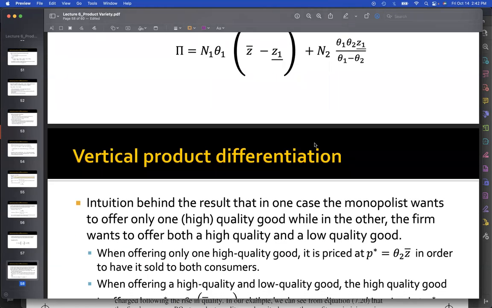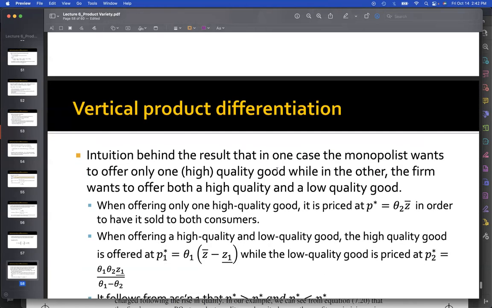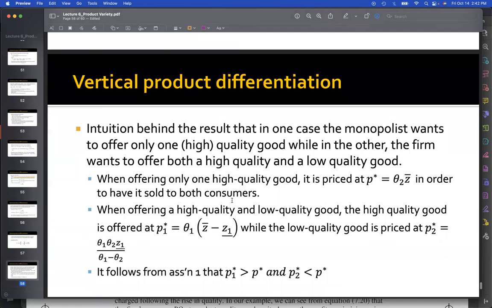The intuition behind the result, that in one case, the monopolist wants to offer only one high quality good, but in the other, the firm wants to offer both a high quality and low quality good. When offering only one high quality good, it's priced at a uniform price, theta 2 Z over bar. And both consumers will buy it. That's the N1 theta 1 less than N1 plus N2 condition. Remember that.